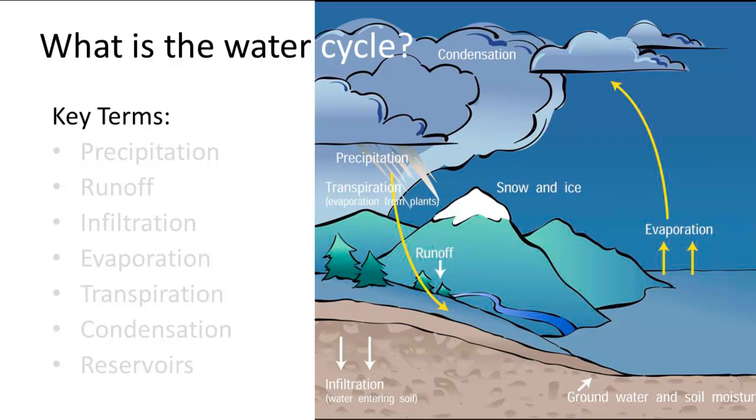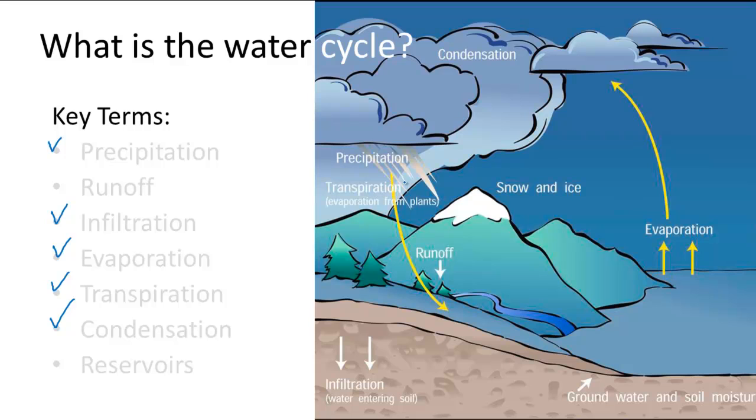There are 5 different terms that you should know that describe different processes in the water cycle, and they are precipitation, infiltration, evaporation, transpiration, and condensation. Most of them should sound pretty familiar, and let's put them in the context of this cycle.